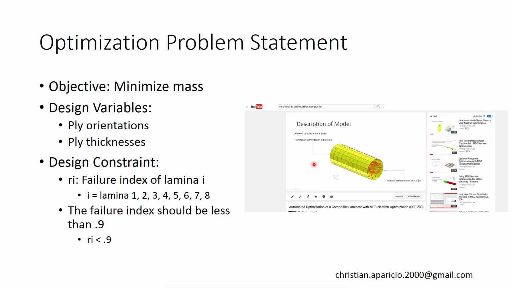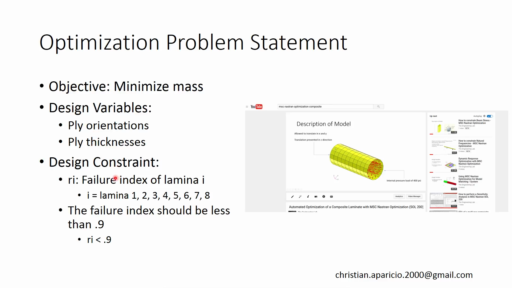This model I've demoed, I've given a longer tutorial before. I recommend referring to this tutorial so you understand more about how this model is constrained. Again, the goal of this video is just to walk you through the process of imposing a design constraint on a failure index for a composite laminate. Our objective is to minimize the mass of this composite laminate. Our design variables are the ply orientations and the ply thicknesses.